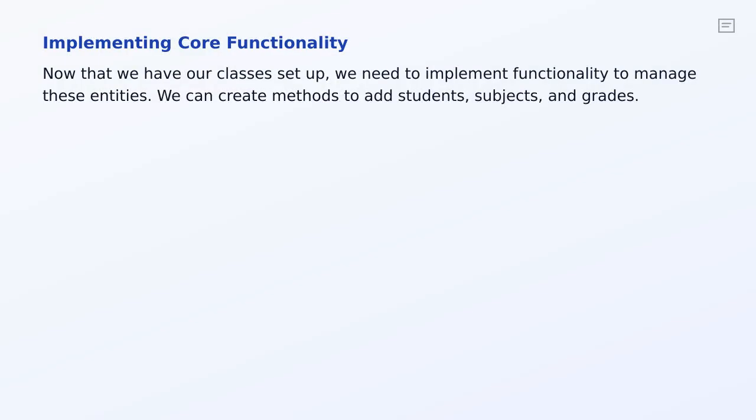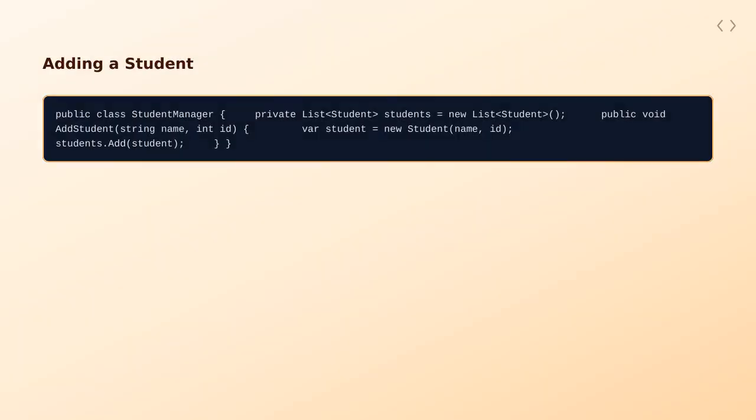Implementing core functionality, let's dig in. Now that we have our classes set up, we need to implement functionality to manage these entities. We can create methods to add students, subjects, and grades. Next, adding a student. This slide introduces a class definition. Study the structure in the code sample.